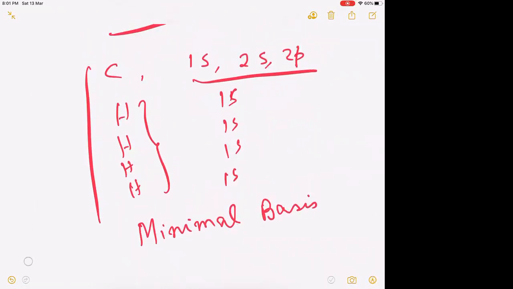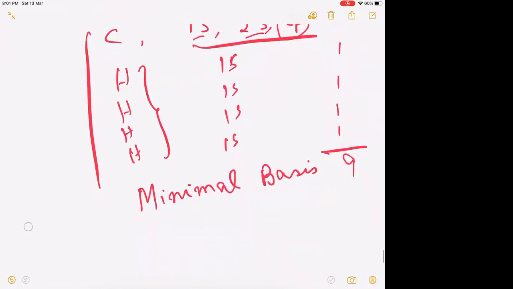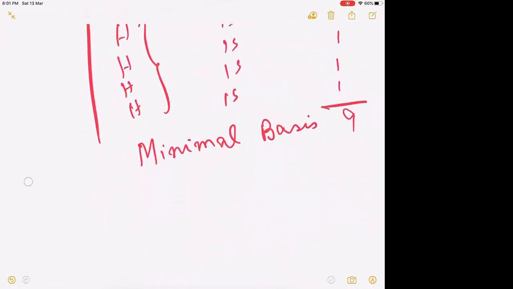You can now calculate the number. What is the capital K that you are generating? For carbon, 1s function, 2s function, and whenever I write 2p, it means it is 3 functions, px, py, pz, don't forget. So 5 here, 1 here, 1 here, 1 here, 1 here. That's 9. So if you are doing a methane calculation in a minimal basis, your K is 9. I hope it's clear.